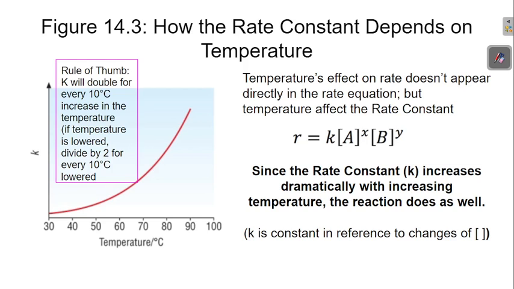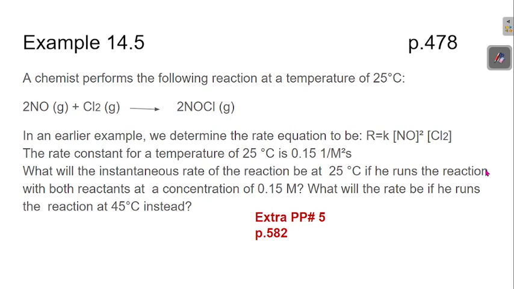The same is true in reverse. If the temperature decreases by 10 degrees, you're going to divide by 2. For every 10 degrees, you're going to divide by 2. And we're going to see a problem in which you're going to apply this information. Here it is, page 478.